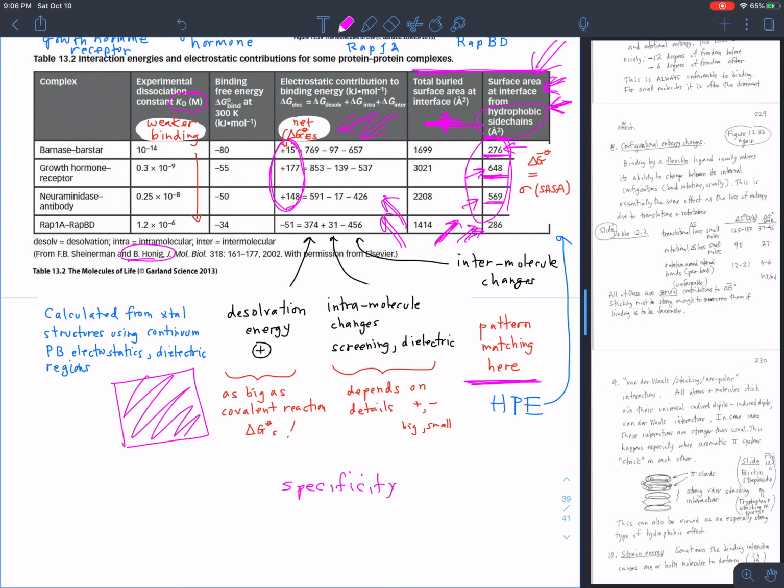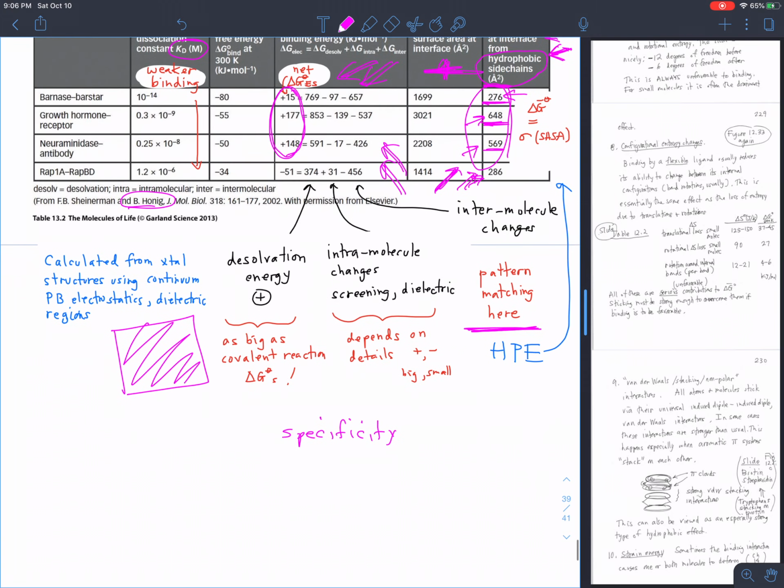In other words, why doesn't every protein stick to every other protein? Why does one protein stick only to one other protein amongst 1,000 other possible targets? That's specificity, and has to do with pattern matching, as you can imagine. When the hydrophobic patches and the electrostatic patches and the hydrogen bonding opportunities all line up, then you get strong binding. If they don't line up, then you don't get binding. And that specificity, we'll talk about that next. That's chapter 13. That will be the topic of our next lecture.